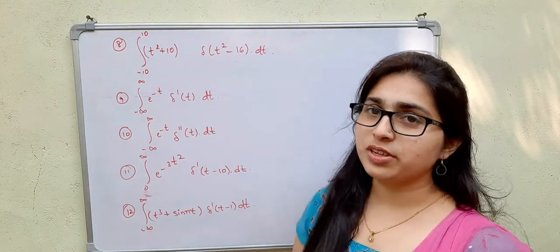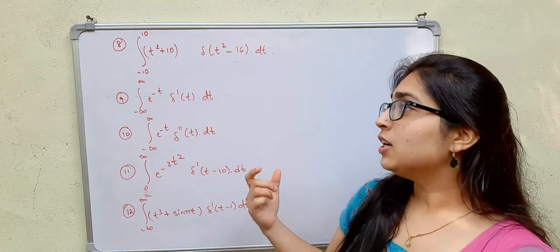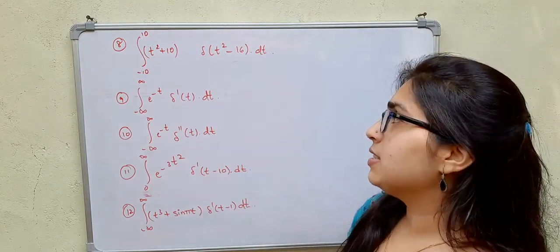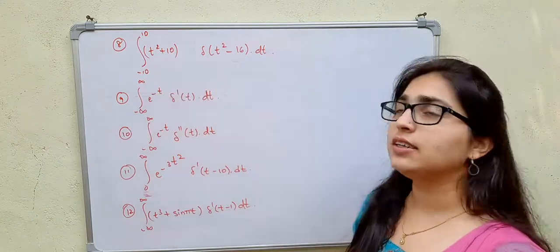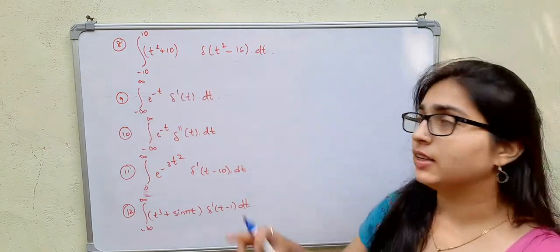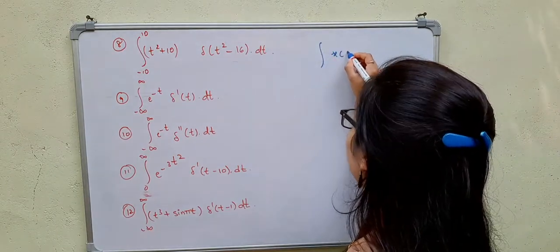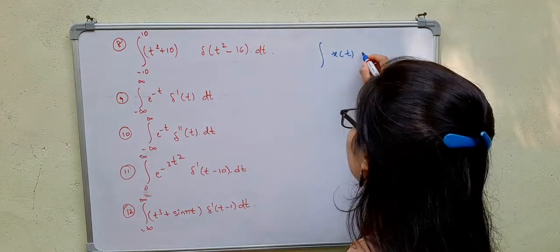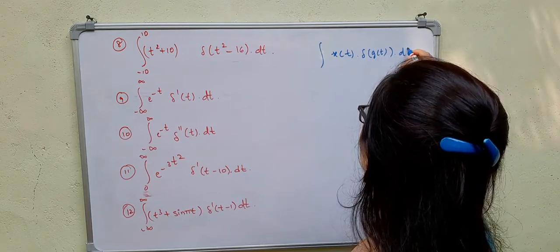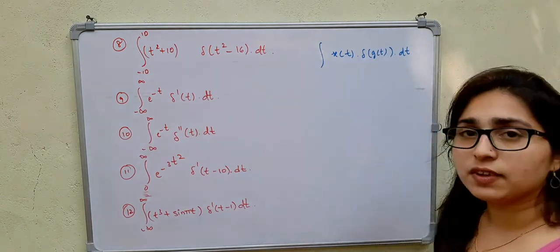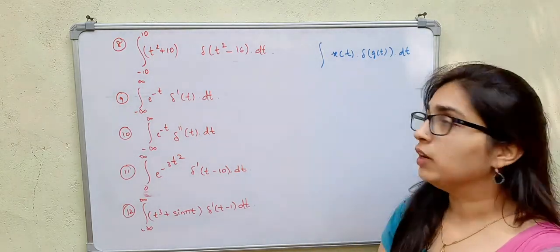In this video we will solve some more problems on properties of impulse function. They have considered the integral from minus 10 to 10 of t square plus 10 times delta of t square minus 16 dt. So this is of the form x of t, then you have delta of g of t. Here instead of t they have considered g of t, that's a function of t.